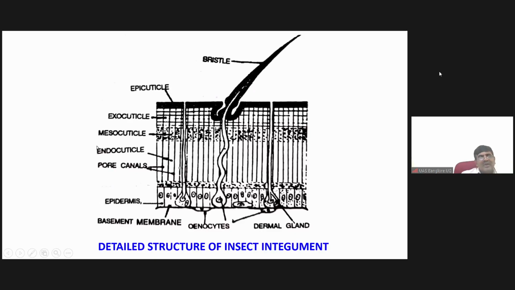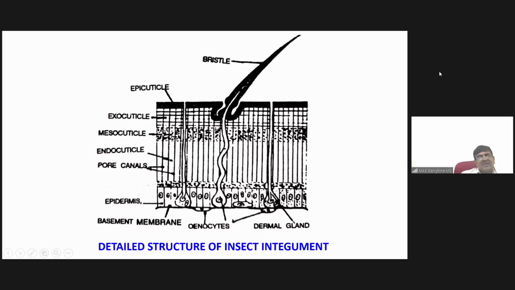Whereas the procuticle consists of three layers. The topmost is the exocuticle, the middlemost is the mesocuticle, and the lowermost is the endocuticle.